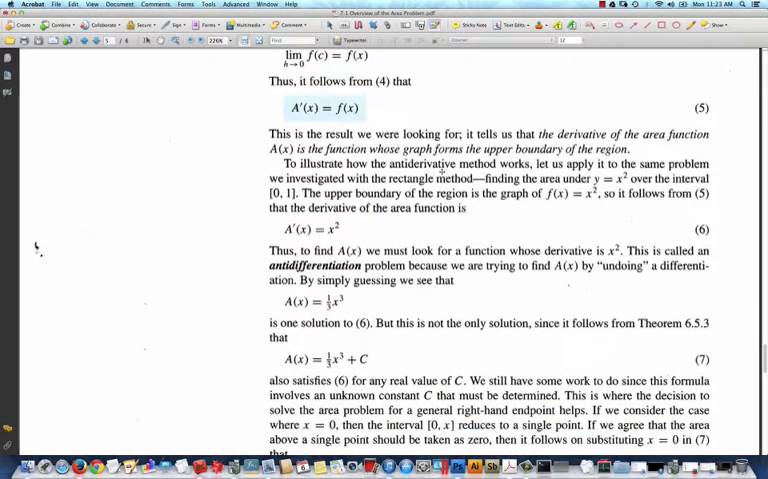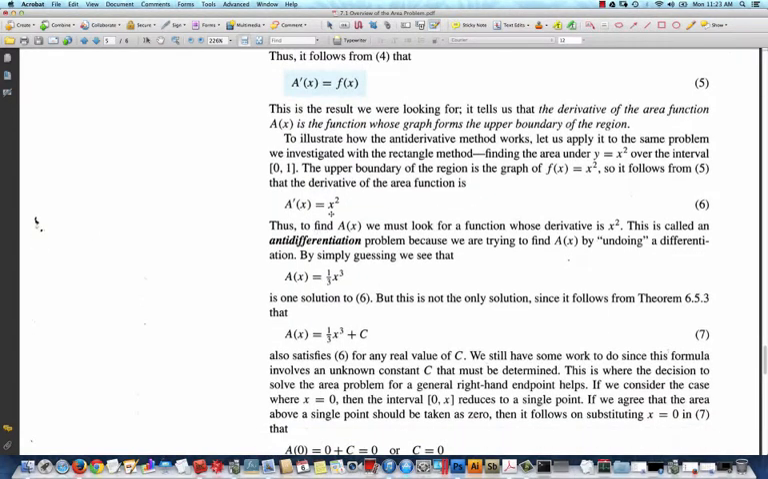To illustrate how the antiderivative method works, let us apply it to the same problem we investigated with the rectangle method, finding the area under y equals x squared over the interval from 0 to 1. The upper boundary of the region is the graph of f of x equals x squared. So it follows from 5 that the derivative a prime of x is equal to x squared. Thus, to find a of x, we must look for a function whose derivative is x squared. This is called an anti-differentiation problem, because we're trying to find a of x by undoing a differentiation.